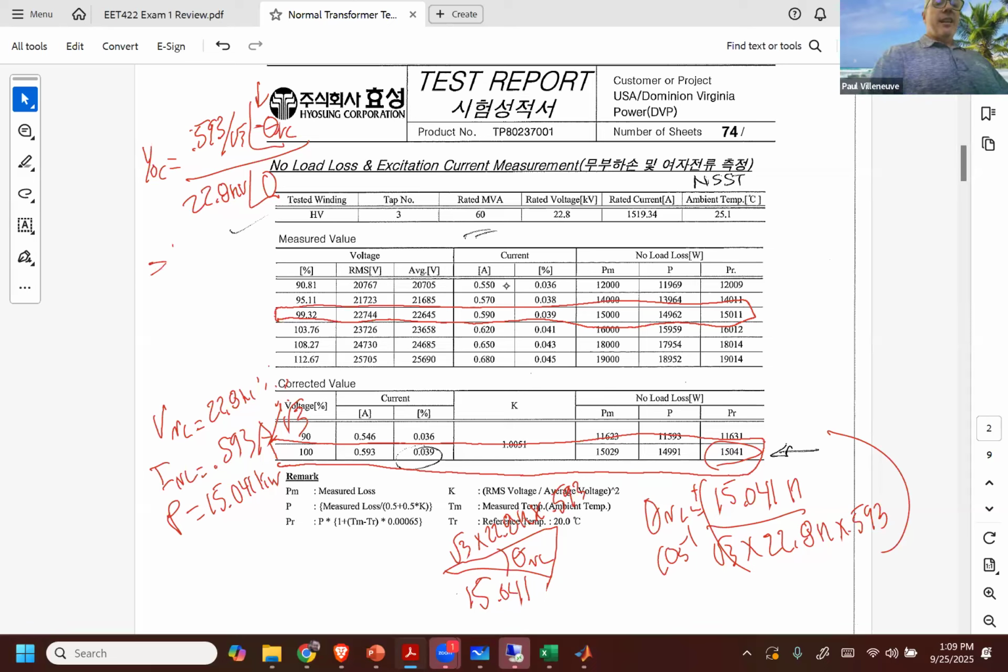And when I do that, I end up with 1 over R sub C plus 1 over J X sub M. So you divide those numbers out, you invert them independently, the real part and the imaginary part, and you got RC and XM. Okay? That's the no load test or open circuit test. It's the same term. Just the manufacturers call it differently.